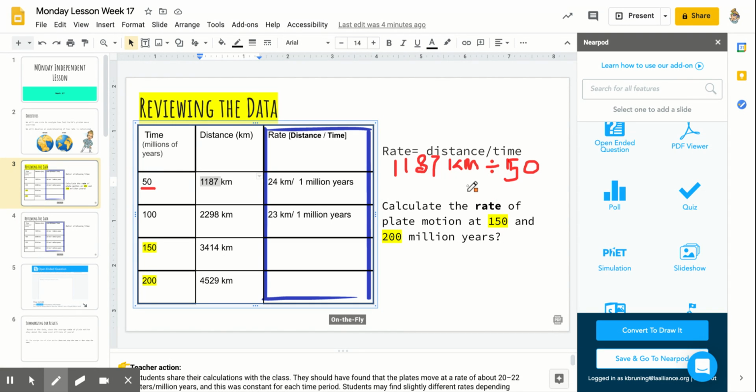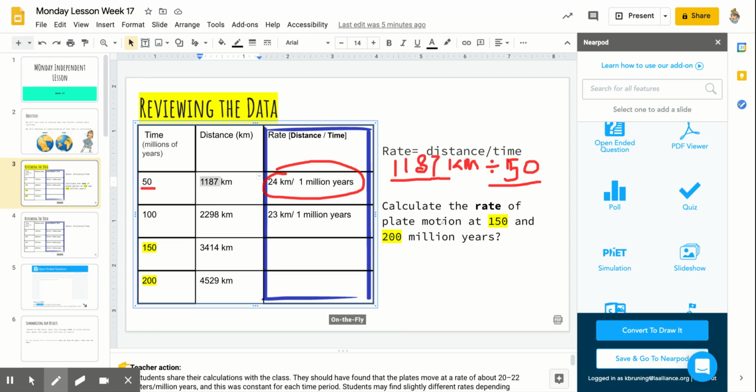And when you divide 1,187 by 50, you're going to get 24 kilometers per 1 million years. So that's how fast the plates are traveling over 50 million years. They're traveling 24 kilometers per 1 million years.